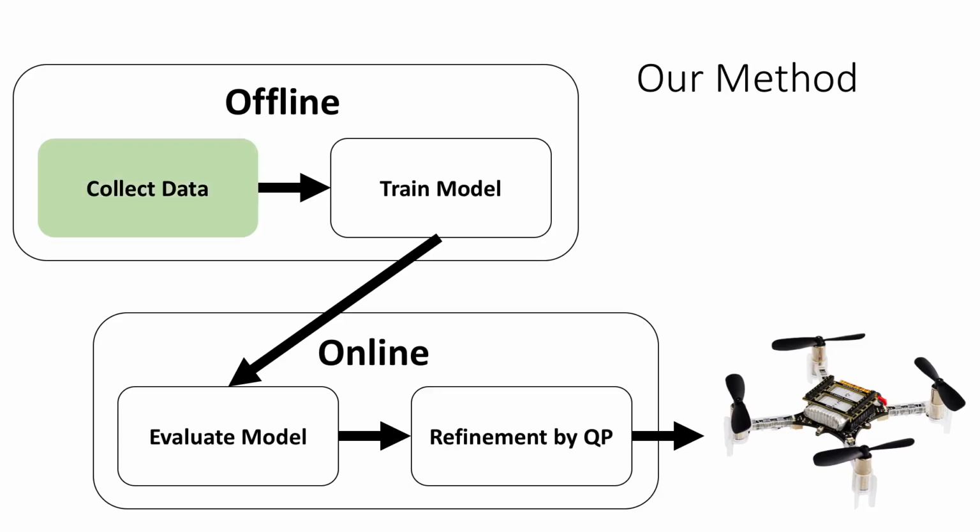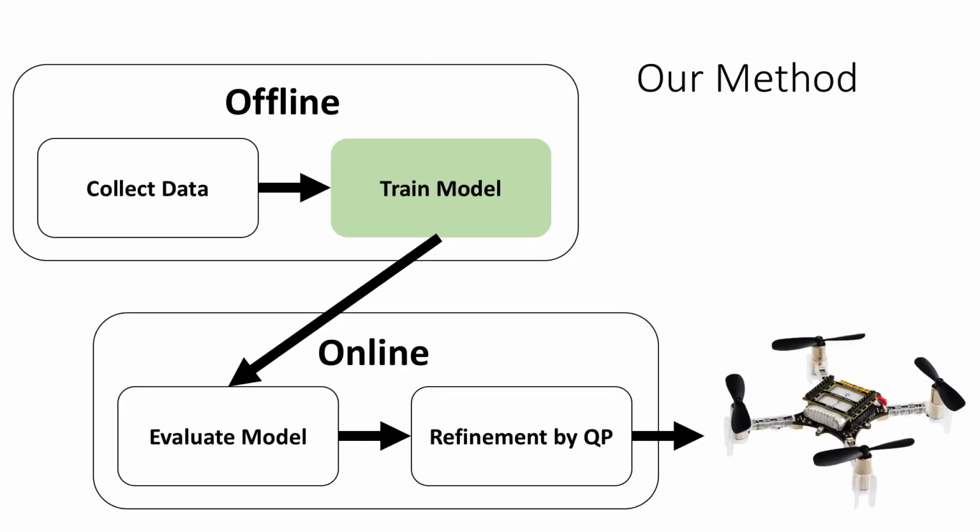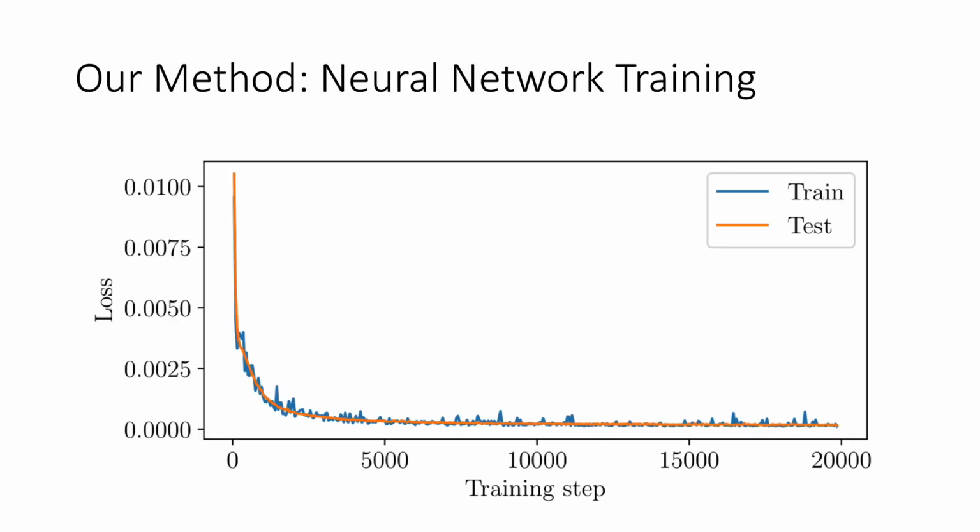During the offline stage, we randomly sample 50,000 initial states in the quadrotor state space. We then solve an optimal trajectory generation problem for each initial state, driving them to zero with respect to some objective. We then use a neural network to learn the mapping from initial states to corresponding optimal trajectories. The offline stage stops here.